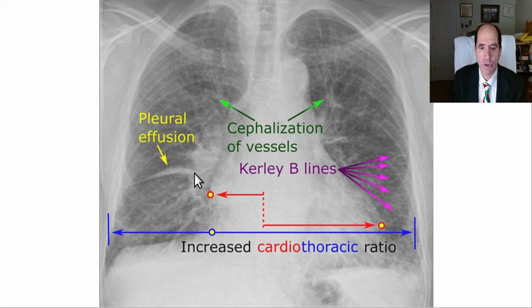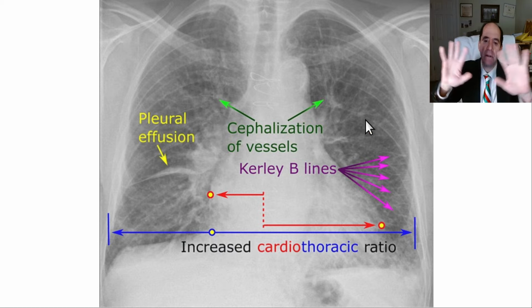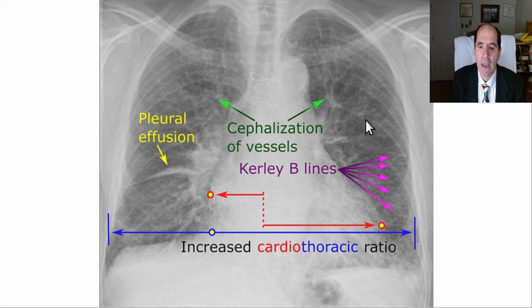You get pleural effusion, some of the fluid accumulating in the right horizontal fissure. Typically, there'll be pleural effusions. You'll often see sort of patchy opacities in the lung like ground glass infiltrates. And so it's big heart and wet lungs.